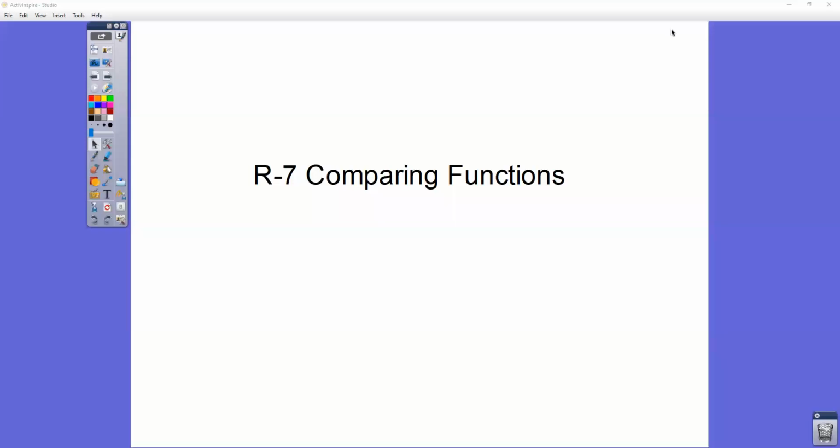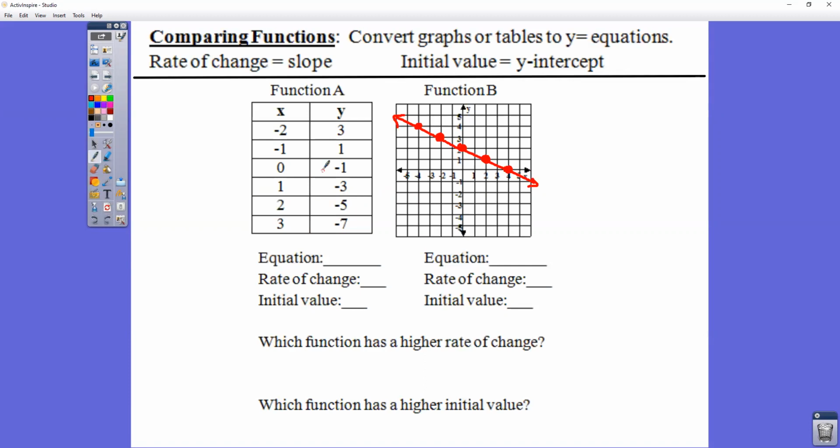This lesson is R-7. It is comparing functions. This comes from chapter 4. So last week, we talked about how to get a rule from a table. We also last week talked about how to get the equation of a line. So now we're taking those two lessons and cramming them together and using the information in a slightly different way.